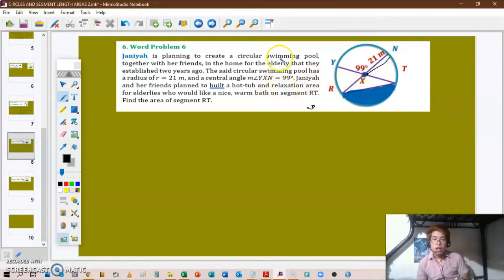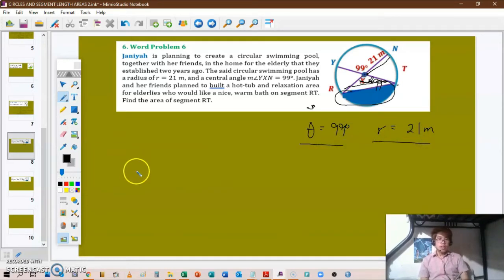Jania and her friends plan to build a hot tub, or a relaxation area, here at the bottom for the elderly who would like to take a nice warm bath on segment RT. So how do we get the area of segment RT? To do so, we first need to find the value of the central angle right here. That's going to be equal to 99 degrees. So our theta is equal to 99 degrees and our radius is equal to 21 meters.